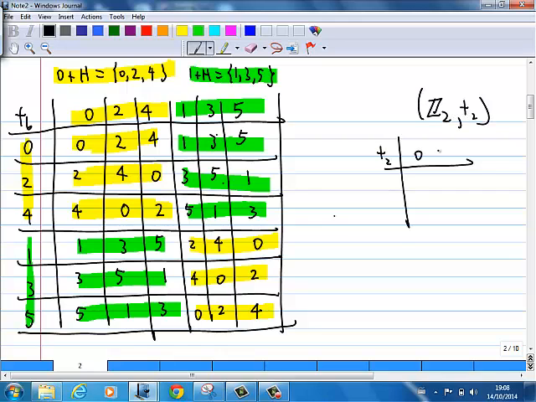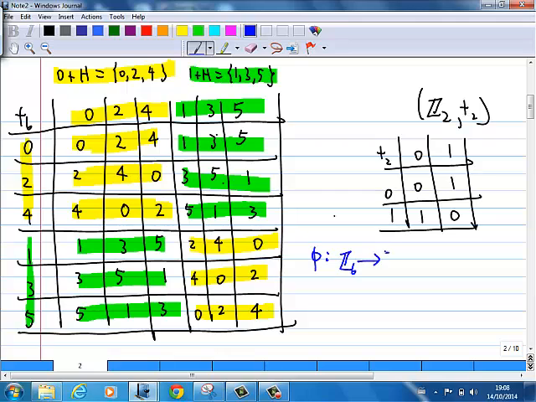Okay? 0, 1, 0, 1. Compare this group table. 0 plus 0 is 0, 0 plus 1 is 1, 1 plus 0 is 1, 1 plus 1 is 0. Okay? Now, I want to construct a homomorphism from Z6 to Z2.